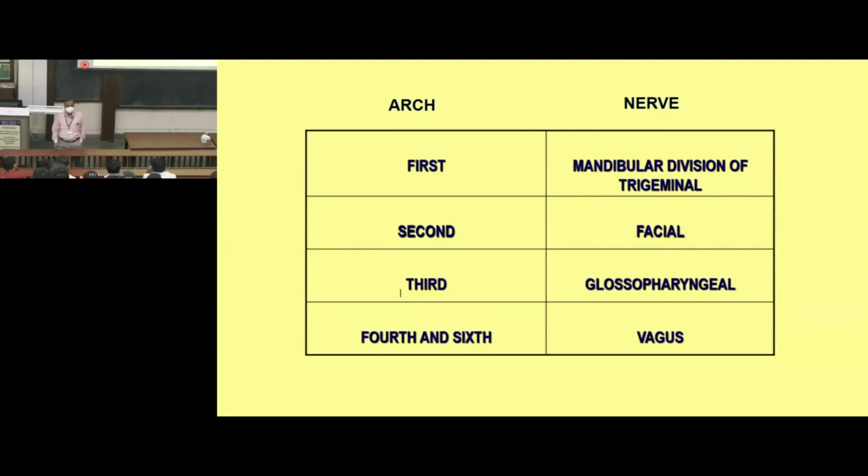Nerve. First arch, the nerve is mandibular division of trigeminal nerve. So fifth nerve. Second arch, facial nerve, seventh nerve. Third arch, glossopharyngeal nerve, ninth nerve. Fourth and sixth arch, vagus nerve. Fourth arch particularly is superior laryngeal branch of vagus. Sixth arch specifically is recurrent laryngeal branch of vagus. Superior laryngeal, recurrent laryngeal. All this you will be seeing when you dissect now, anterior triangle and deep structures of neck.